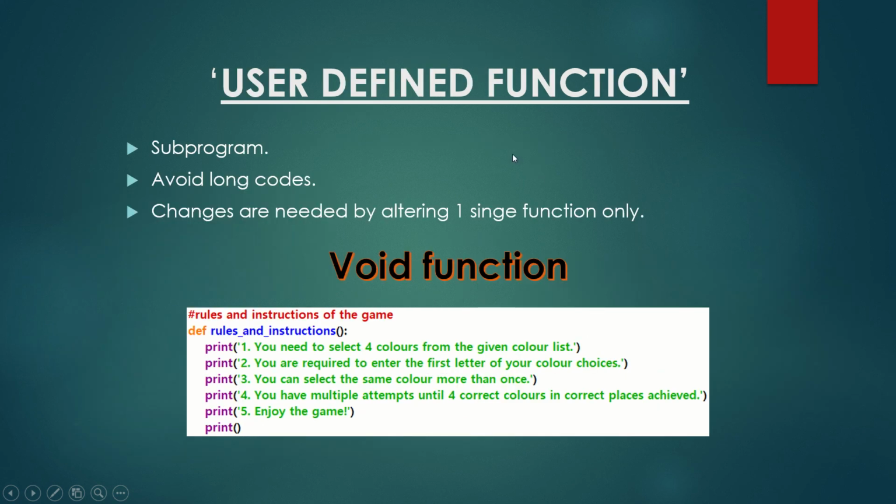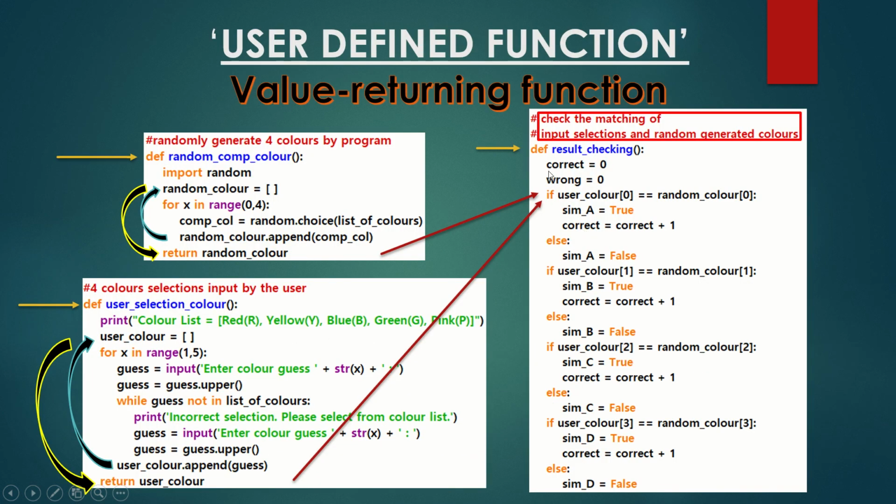Lastly, it's about the user-defined function technique. A function acts as a subprogram in this program. It can be called many times, so long codes can be avoided. Rules and instructions were put into a void function so that they will only be printed when the user requests them. The value returning functions are named random com color function and user selection color function. In both functions, randomly generated and input selection colors will be stored in two lists, which will be returned to the caller.